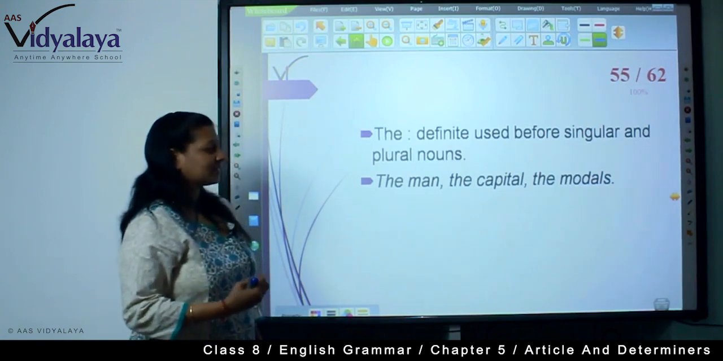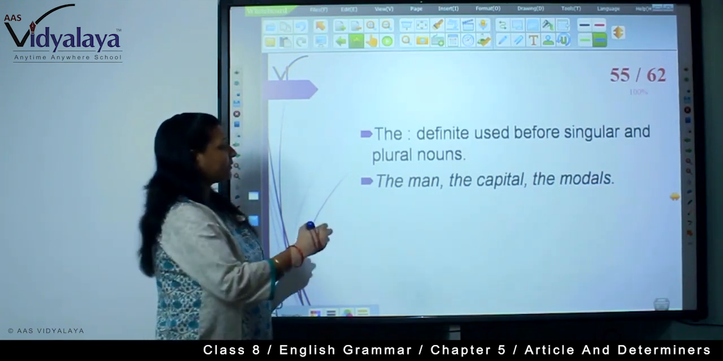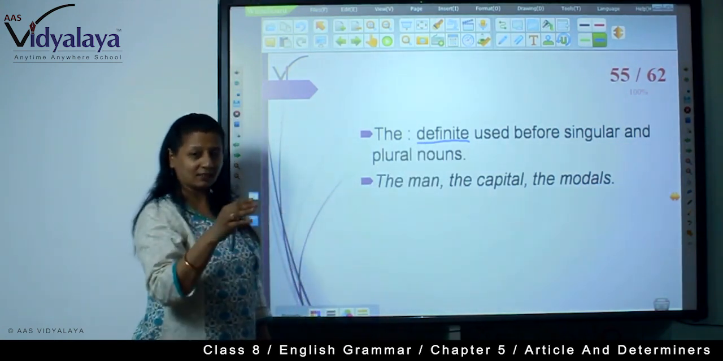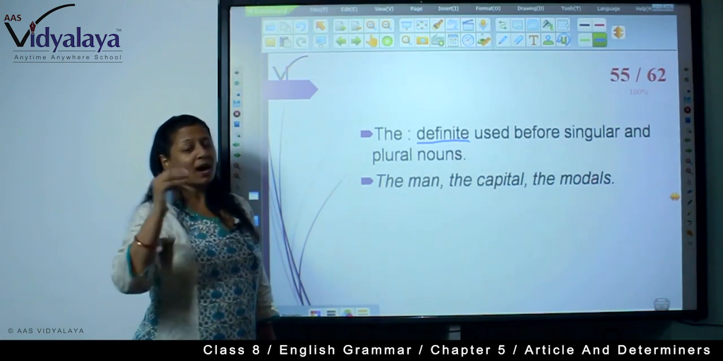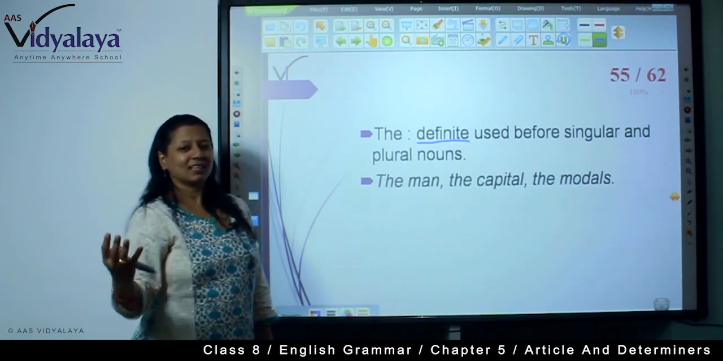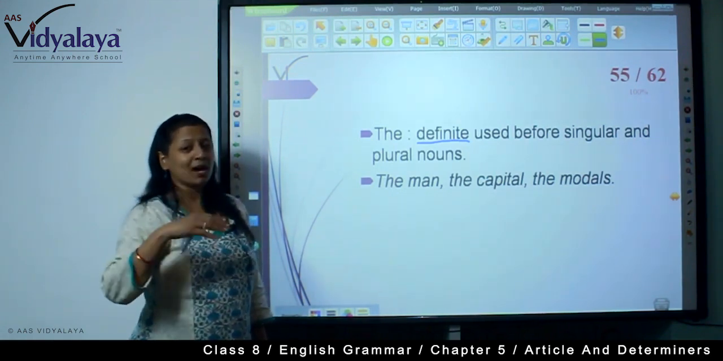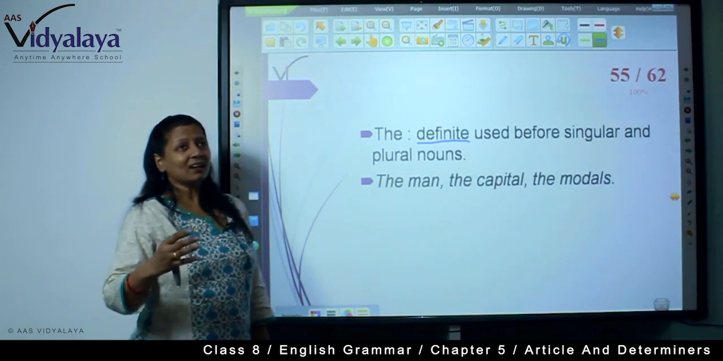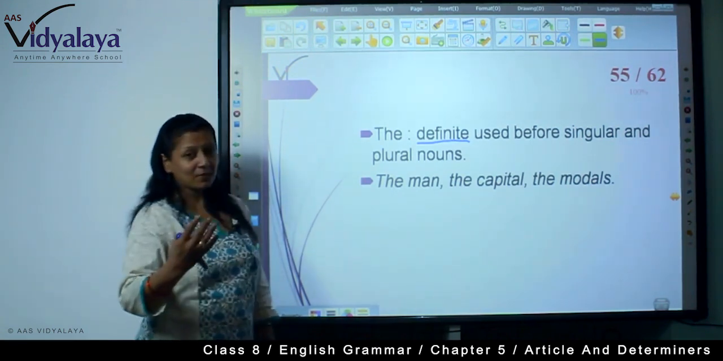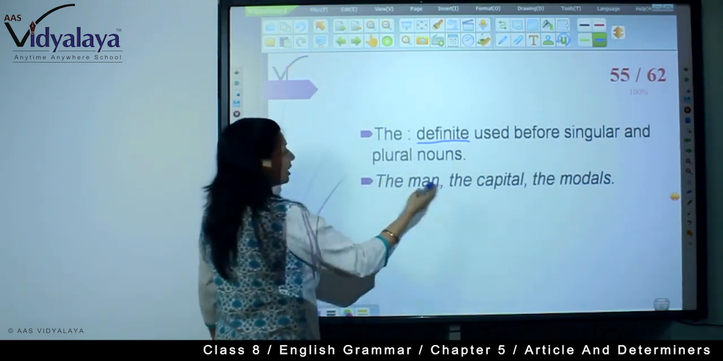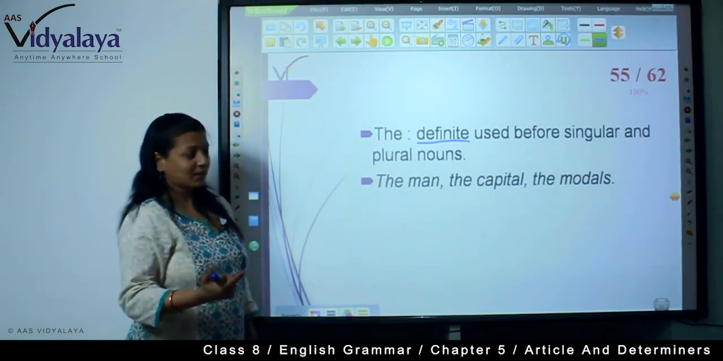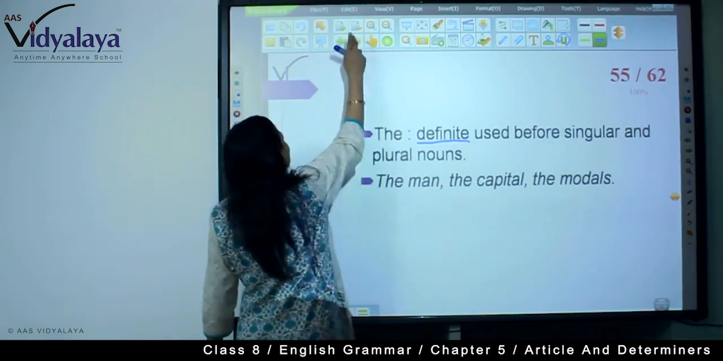The is a definite article used before singular and plural nouns. The man, the capital, the models. So, definite articles, that means we are sure about the person or the thing. The man whom I met yesterday was a celebrity. Or the man whom I met yesterday is a music director, right? So the man. Now Delhi is the capital of India. The models, this is plural, the models.